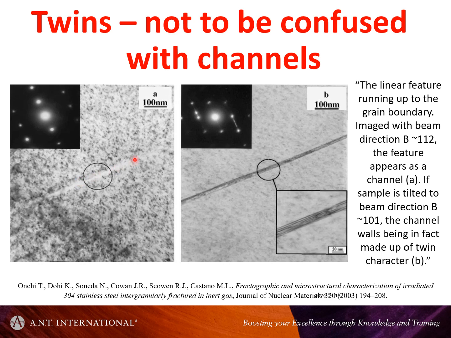What we have here is an array of dislocation loops and a twin. And this guy Onshi did the requisite tilting to show that this apparent channel was in fact a twin. And all that means is that when it's a twin, this crystal here in this band here is a different crystallographic orientation to the remainder of the matrix.